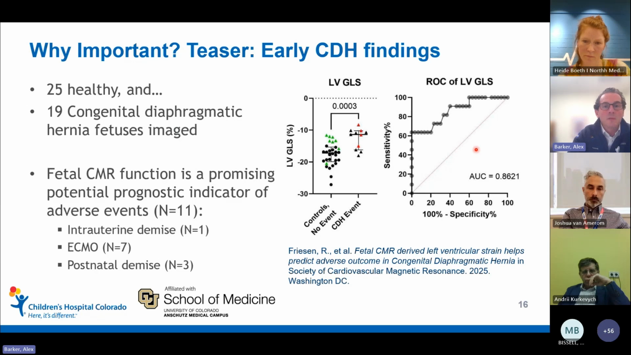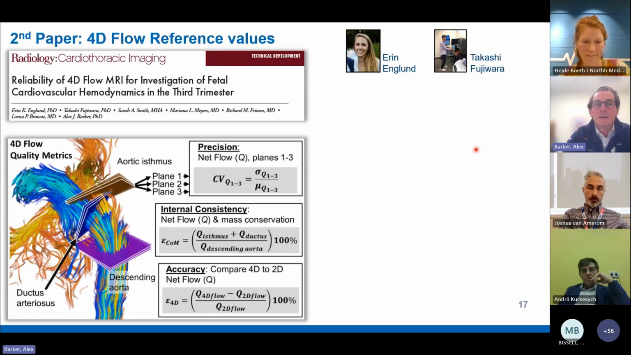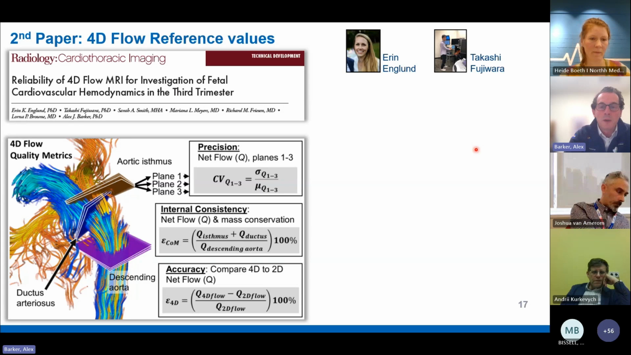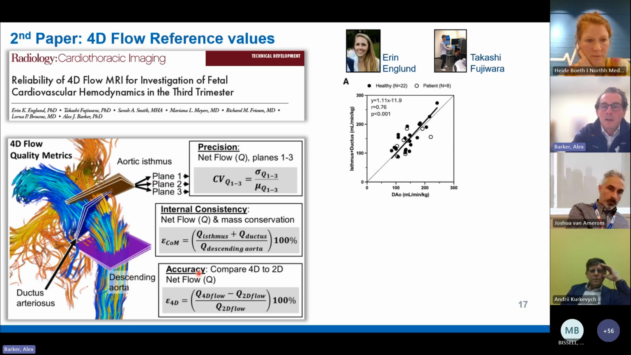But more importantly, it's a compelling idea that we can combine flow values with our anatomic measurements. And so this is one of our most recent papers where we wanted to establish the reliability by precision, internal consistency, and accuracy of our flow values that we're measuring with 4D flow. I don't have a chance to talk about this in depth, but when it comes to conservation of mass, we're encouraged, although maybe there's a bit of an error, and we think this is due to motion. I hope Eric will talk about this in a bit.